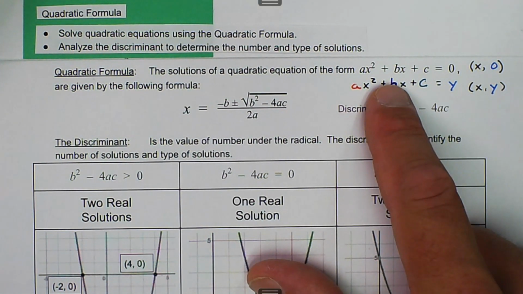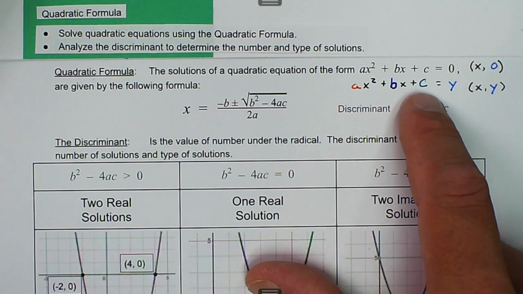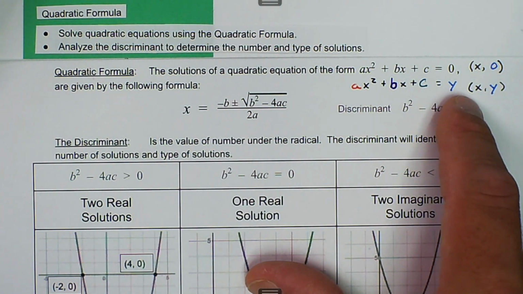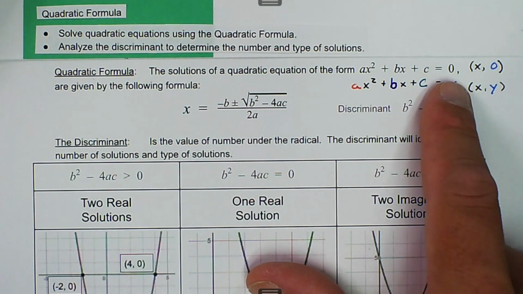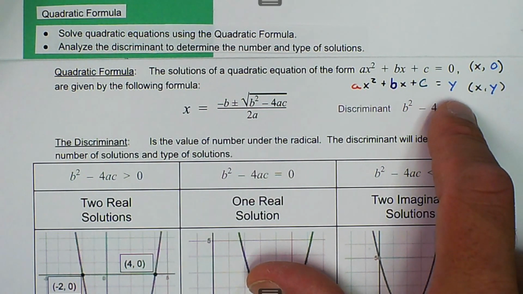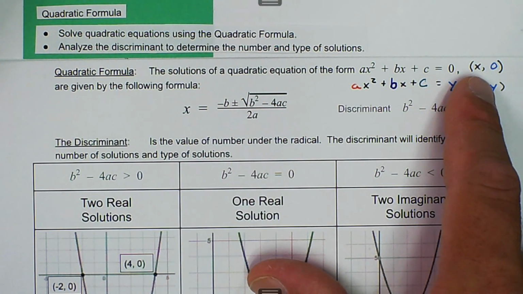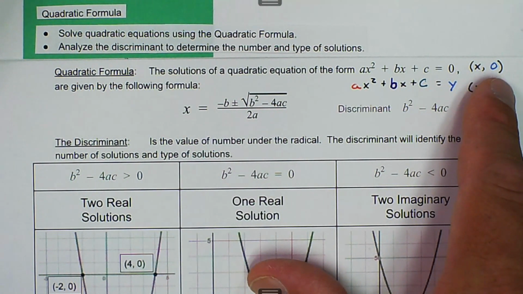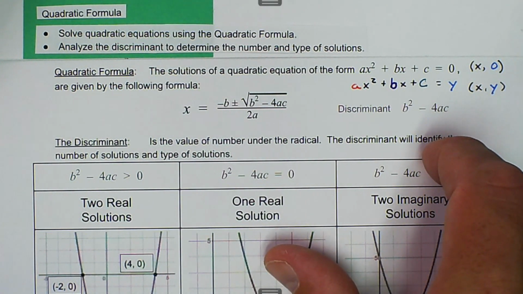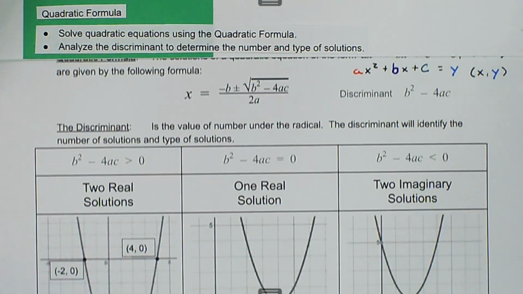So if we look back at the equation in standard form, we have ax squared plus bx plus c. Usually we say that's equal to y, but specifically in this case, we're substituting in 0 for y. So instead of an ordered pair x, y, we're going to have some x value, and the y value is going to be 0. And we'll look at a couple examples.